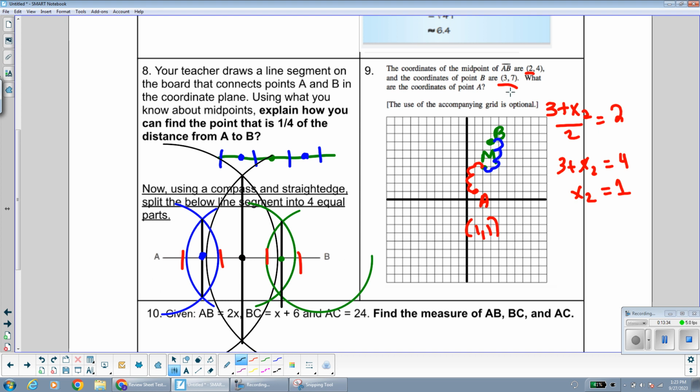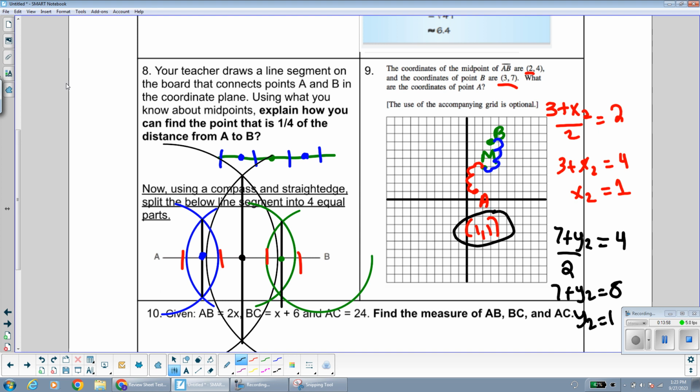And for the y coordinates, we do know that the y coordinate of the endpoint B is 7. We don't know the y coordinate of the other endpoint because we didn't have it to begin with. And we do know the average of the y coordinates is 4 because that's the y coordinate of the midpoint. Multiply by 2 on both sides. Subtract 7. And there we get the same thing, (1, 1), which we found over here.